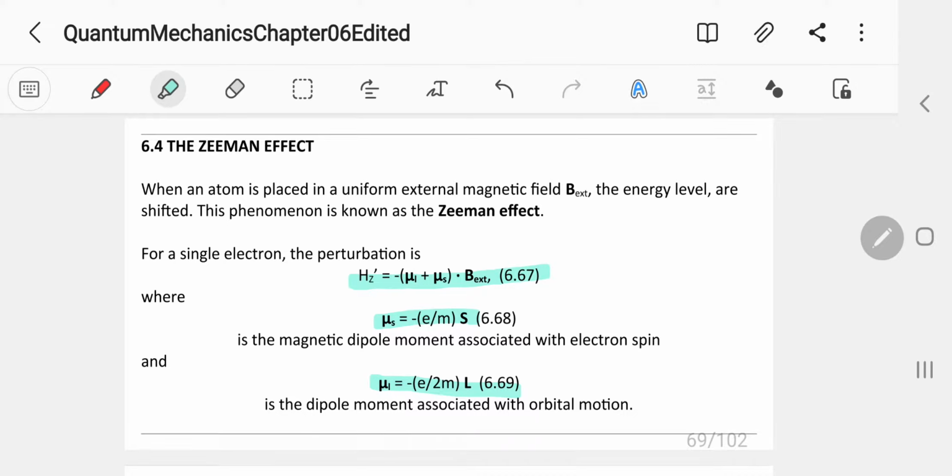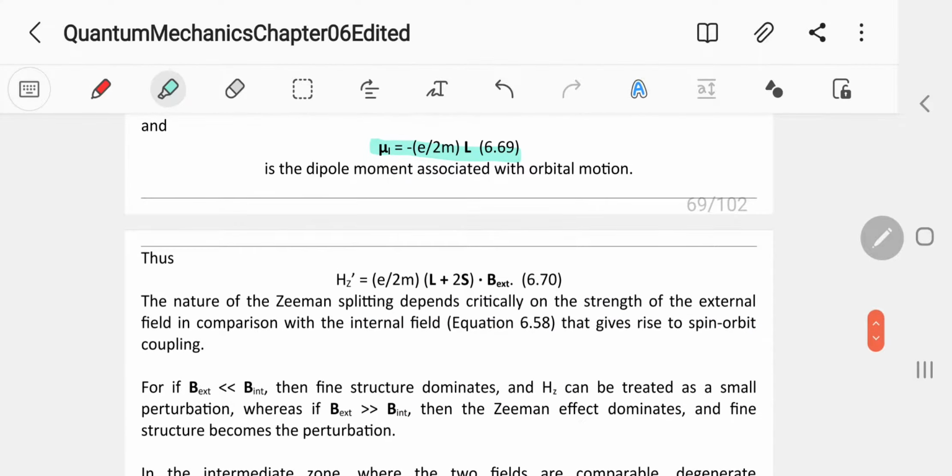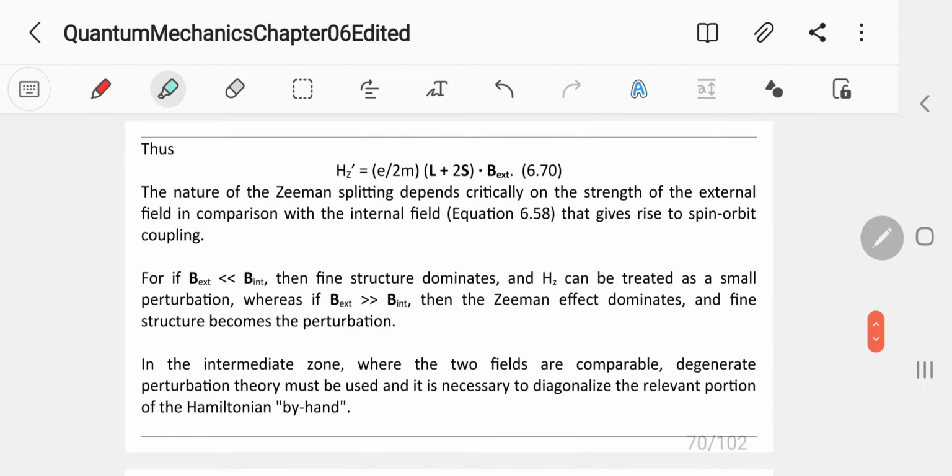And as you can see, equation 6.68 is just 2 times equation 6.69. So if you rewrite the Hamiltonian, you will have this. The Zeeman splitting of orbitals actually depends on how strong the external magnetic field is.